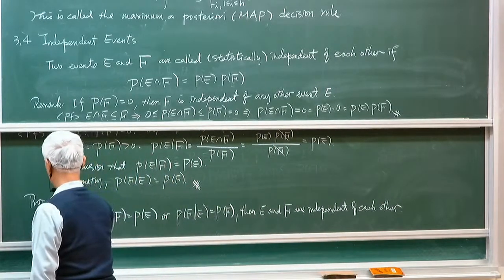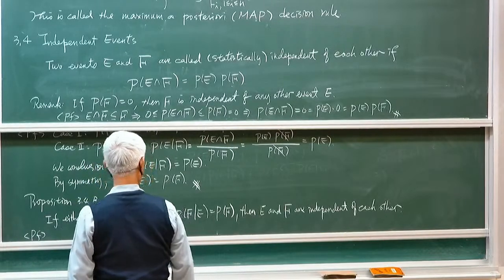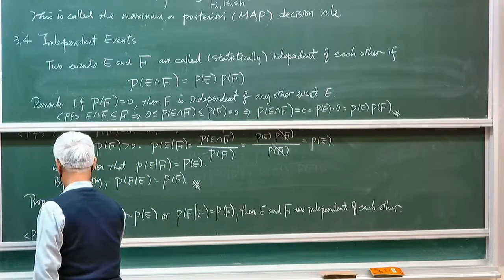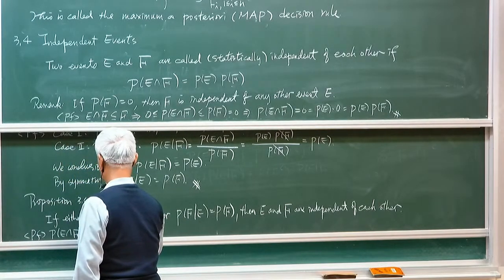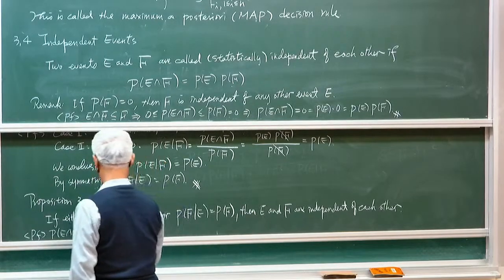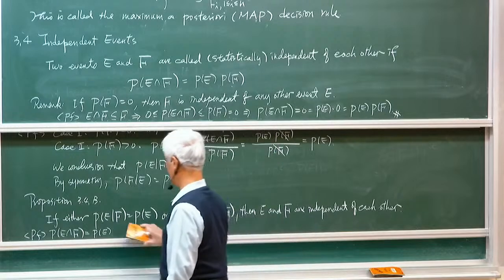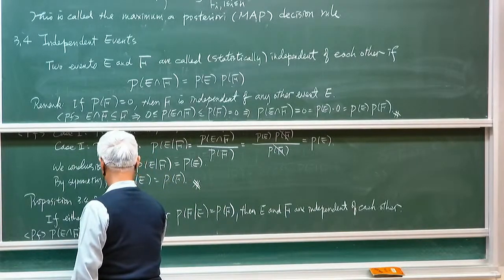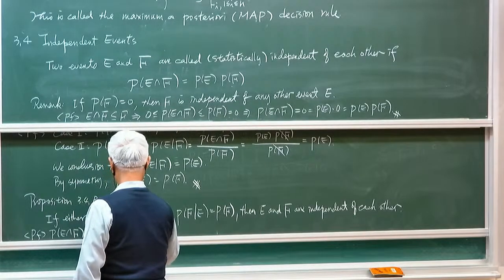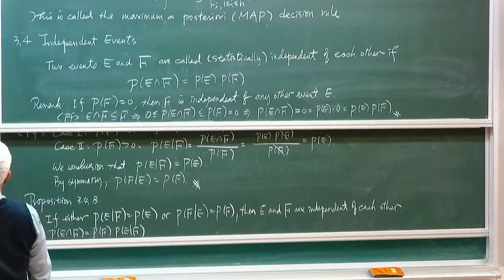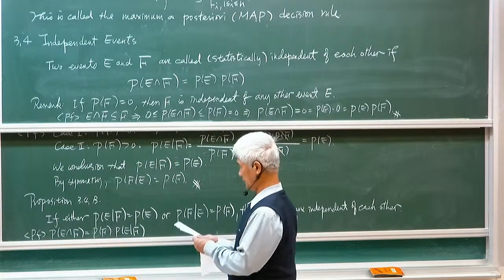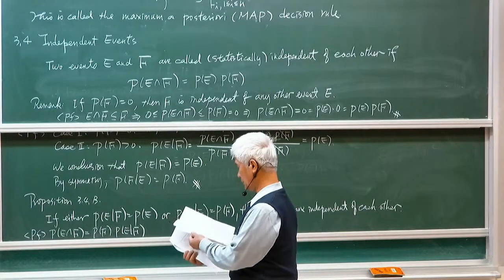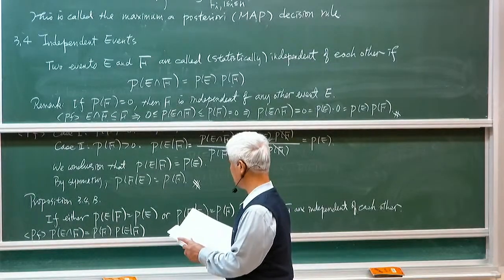Okay, so the proof is simple. We know that the probability of E intersect F is equal to the probability of F times the probability of E given F. This is our multiplication formula, right?